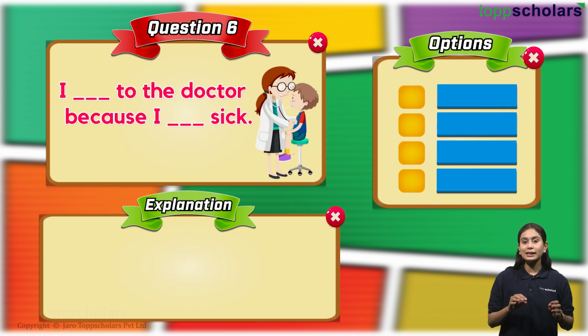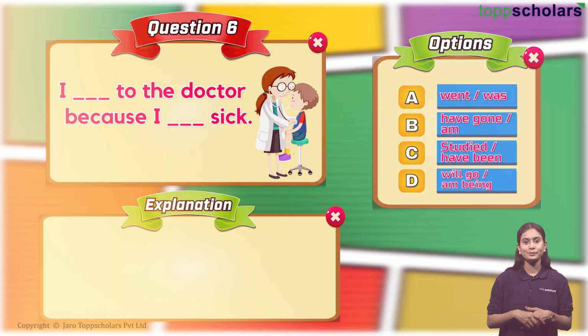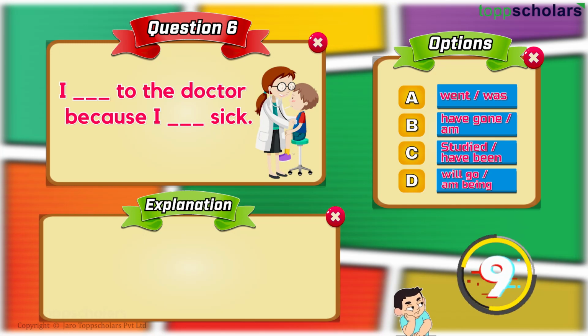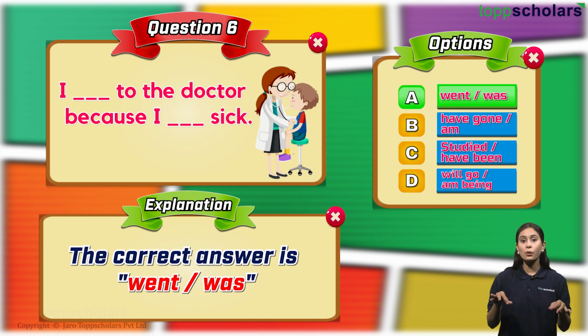Question 6. I dashed to the doctor because I dashed sick. Option A went was, B have gone am, C studied have been, D will go am been. The correct answer is went was.